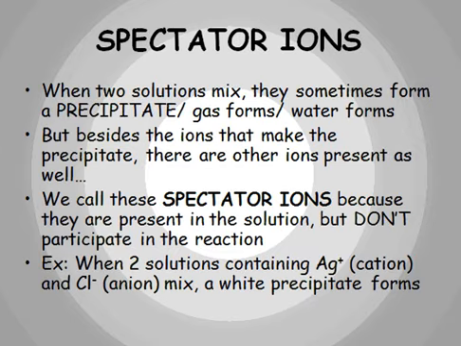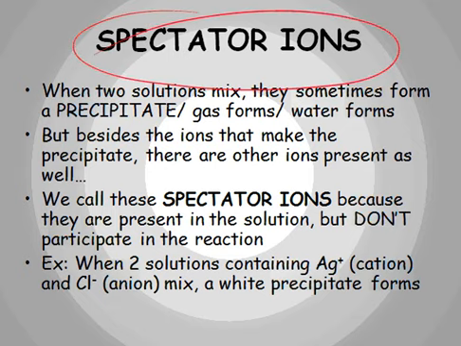So of course, spectator ions. These are the ions that basically don't really do anything. You have two solutions mixing. They sometimes form a precipitate, but regardless of the precipitate, there are other ions there, and they don't really participate in the reaction. So we call these ions the spectator ions. They're just spectators, just standing around, minding their own business, watching the reaction that's going on.